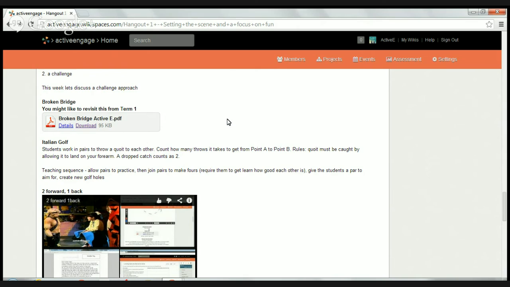So you might have 2 landmarks at your school, like a netball post and a back gate, and as a class you decide that it's possible to get the quoit from one landmark to the other in 5 throws. You make a rule that a dropped catch counts as 2, that sort of thing, and you publish the golf course. You produce a piece of paper with the course and the par and the rules, and you publish it, and then you invite parents and classes to give it a go.